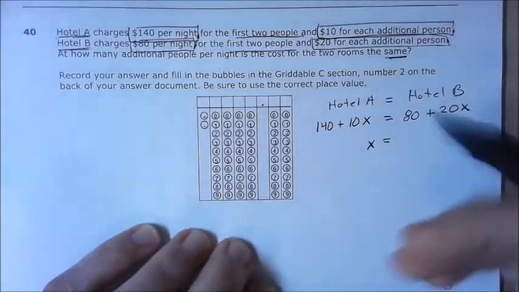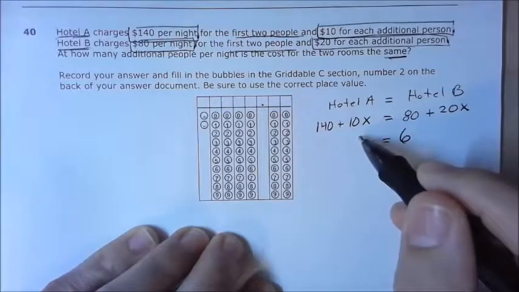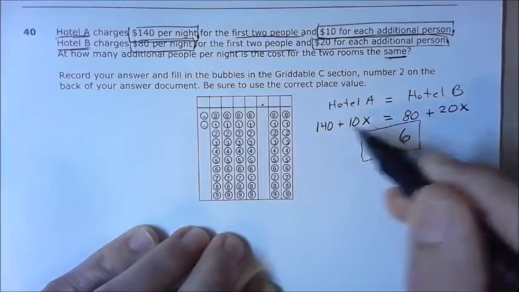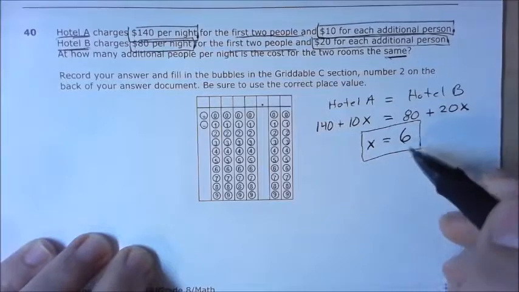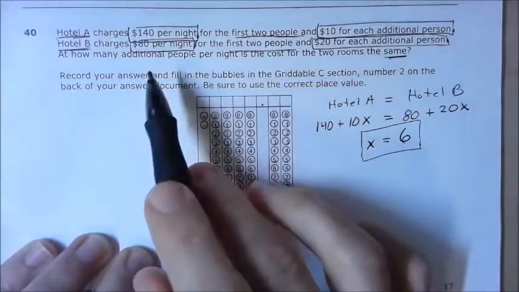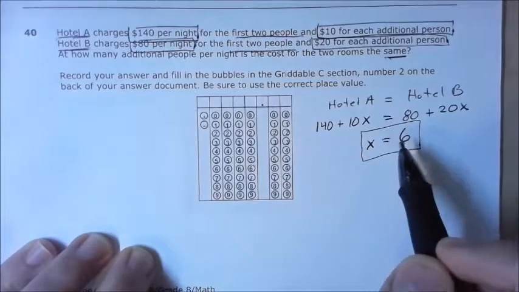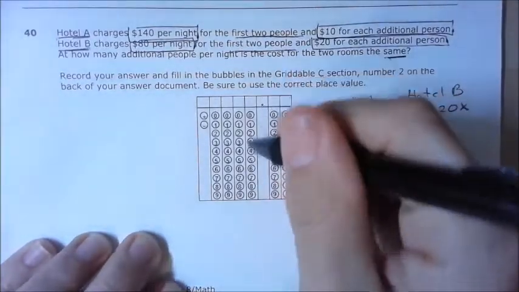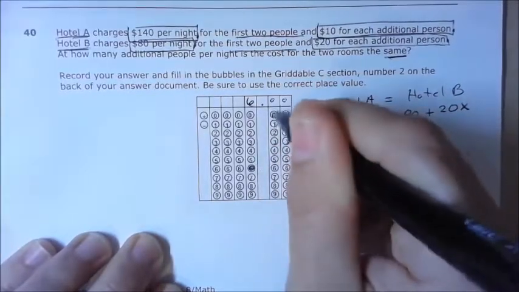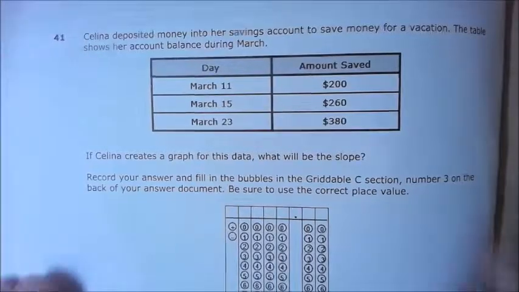So if we go ahead and write that in, no matter if we did it by graphing two equations and looking at the intersection and solving for x, or if we just put this in numerical solve, which is probably faster, we still got the same answer, which is 6. That's what x is. It asks how many additional people per night is the cost for the 2 rooms the same? Well, whenever you have 6 people. So let's plug that number in. So we have 600. We're going to fill this in, 6, 0, and 0. Alright, we are almost done.